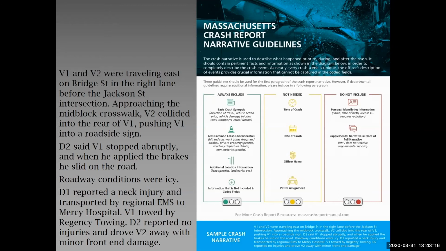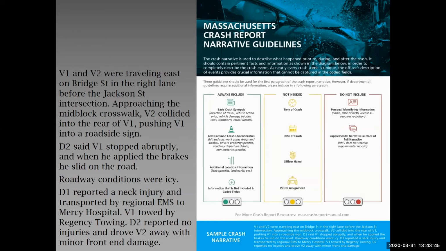So these guidelines should be used for the first paragraph of the narrative, and then if your specific police department has a policy where it wishes other information to be included, that can be included in the second paragraph. In this way, all departments will have narratives that are really similar. That will help the registry as they're using those narratives, as well as analysts who use the information in the narratives to develop programming to prevent crashes.